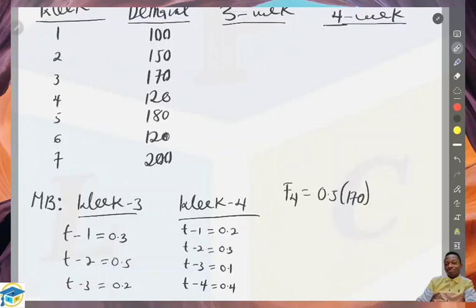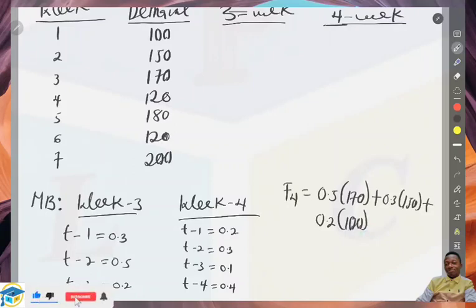So we have 0.5 placed on 170, plus 0.3 placed on 150, then plus 0.2 placed on 100, which is actually the week 3 formation. So it doesn't actually follow pattern. When you do that, that is all in forecasting for that particular week, and you should be able to get 150. That's what I got. You can confirm for me and let's see if that is true. So that is the weighted moving average.